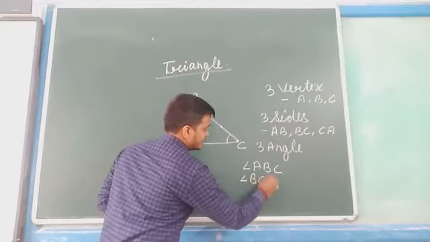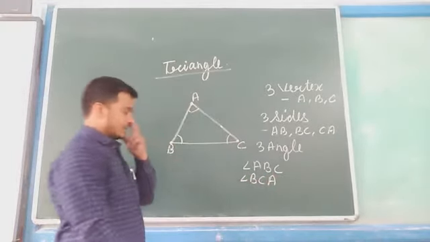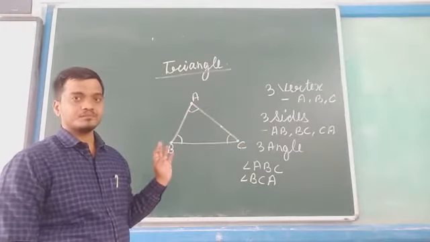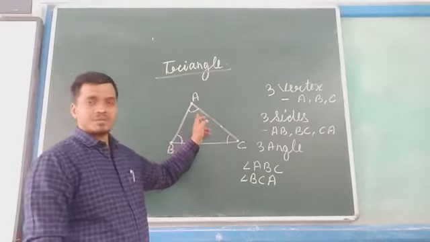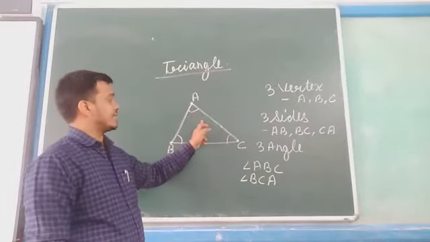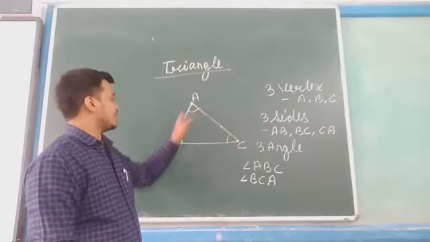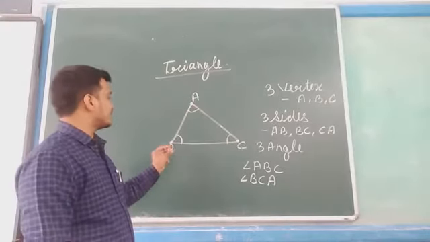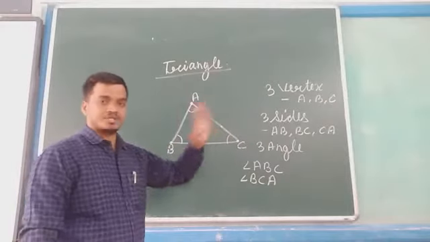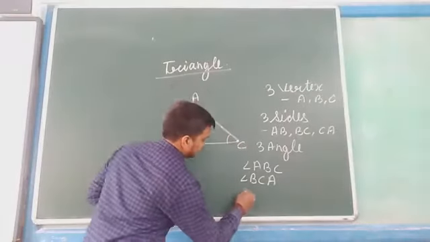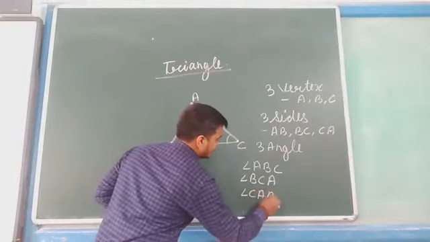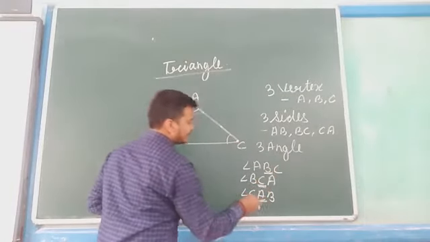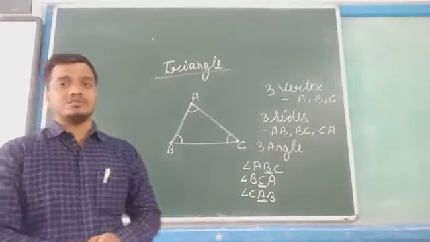Angle BCA. Otherwise, you can write it as the angle ACB also. If you have to discuss angle A, you will write its name as angle CAB, or you can write it as angle BAC. So this will be the angle CAB. Here the middle portion only shows the angle value, that is, for which angle you are talking.